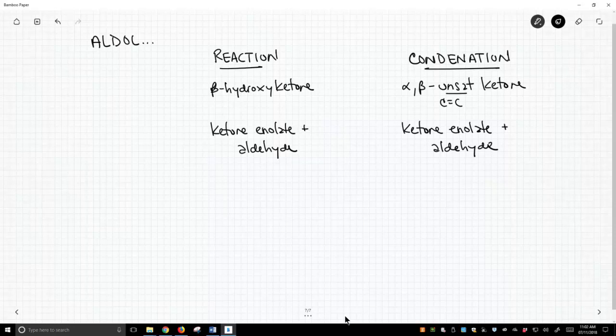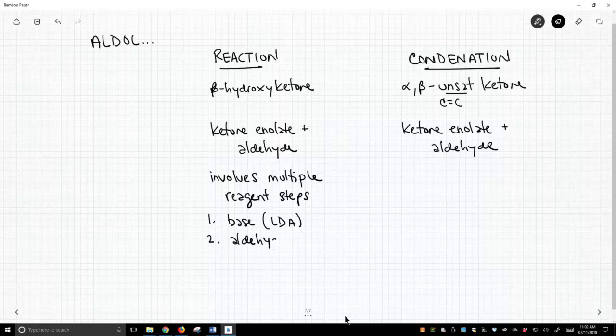Okay, the reaction involves multiple steps, and that's multiple reagent steps. In other words, we add our base in step 1, which is going to be LDA. Then we add our aldehyde to the enolate that we formed with our base, and then we add water. So these are multiple reagent steps. It's important that we add our chemicals in the right order and with the right timing for this to work.